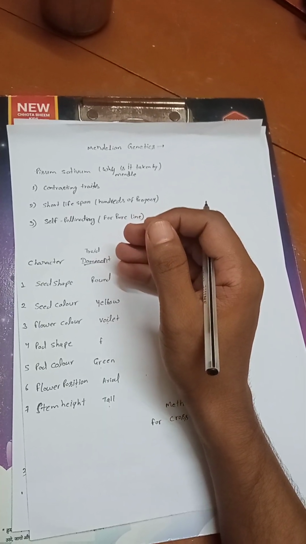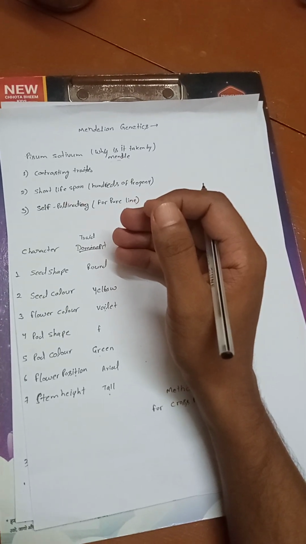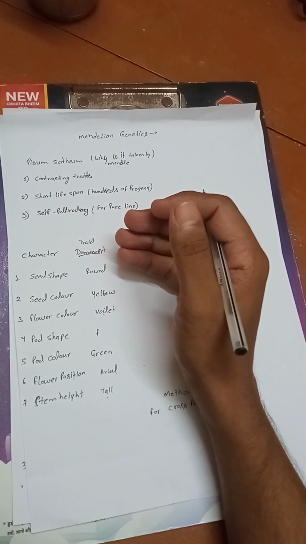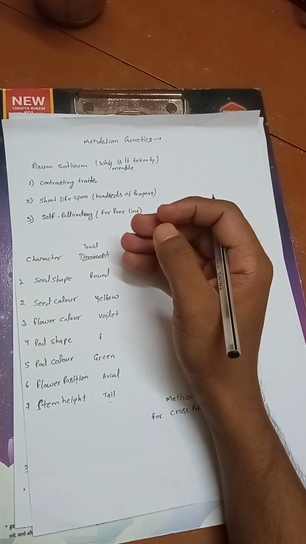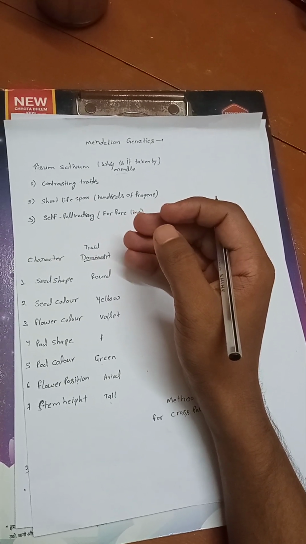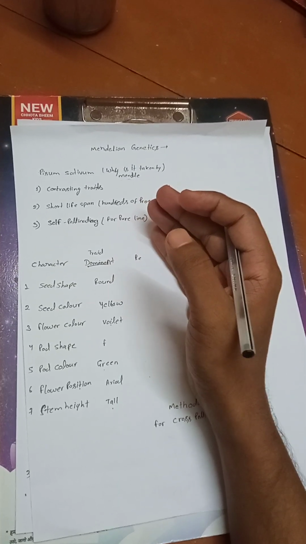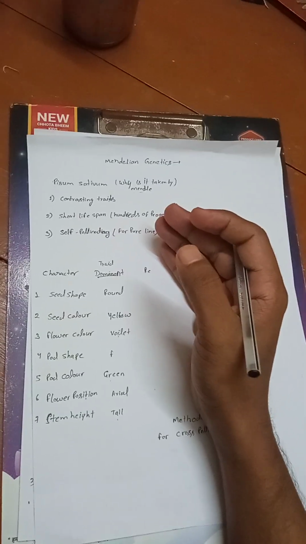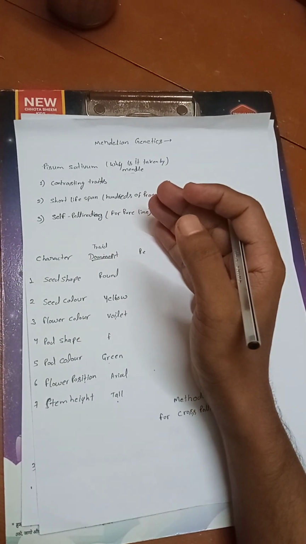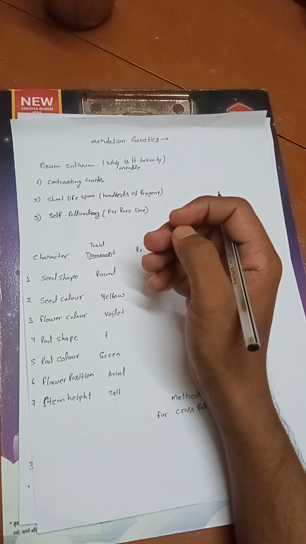What is the objective of Gregor John Mendel? The objective of Gregor John Mendel is to observe how the characters are transferred from generation to generation, from one generation to another generation, or say from parents to offspring. This is the objective of Gregor John Mendel.